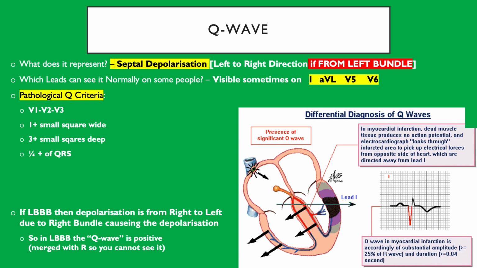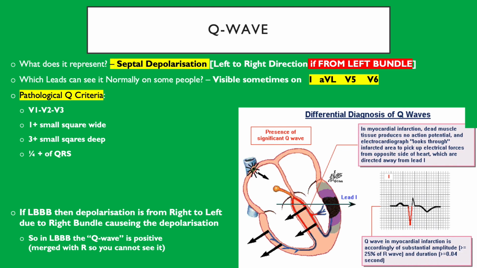Okay? When you have a left bundle branch block, how will the septum depolarize? And how will the Q wave look like? It goes around. Yeah. What was that called? So if I block it here, then how will this? It will depolarize from right to left.